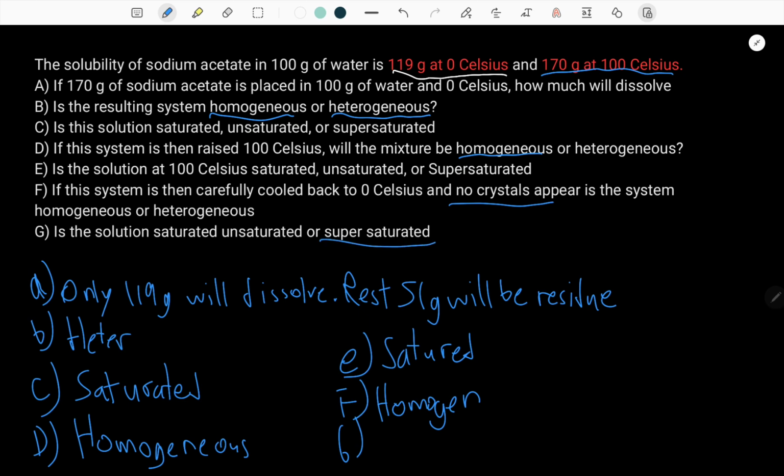As we talked about before, if you cool a solution back down to the lower temperature and there is no residue appearing, this means it's supersaturated because it's holding more than it is supposed to. So if it's holding 170 at 100 Celsius, and you go back to 0 Celsius, that 170 is still being held, still dissolved at 0 Celsius, but it's supposed to dissolve only 119 grams. So that's why we say it's supersaturated.